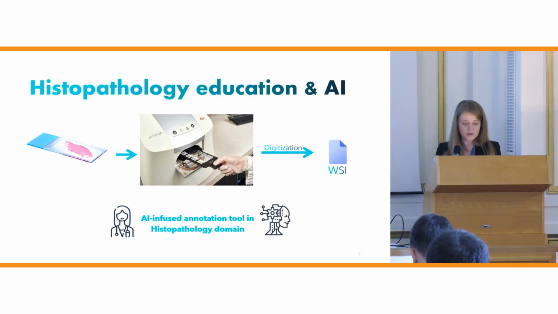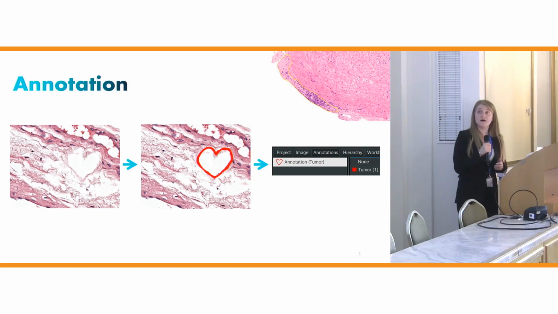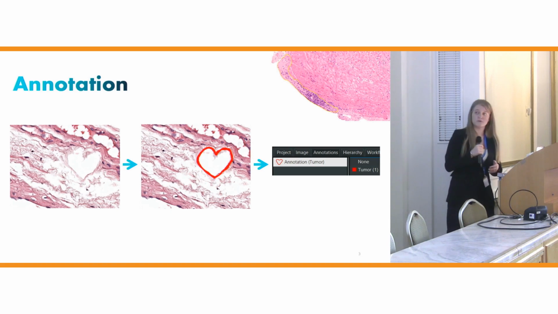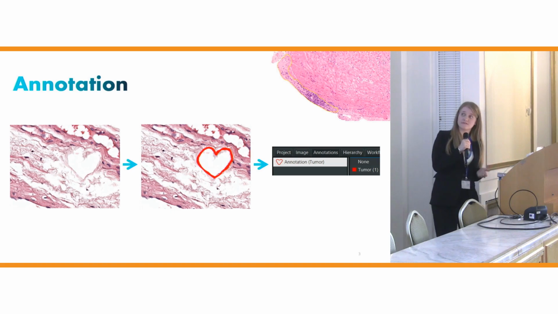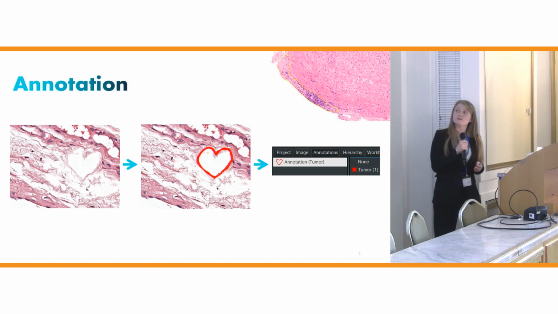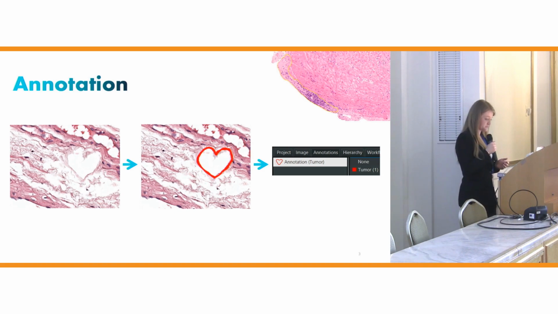So what is the annotation? The annotation is a process of marking or highlighting the area of interest in specimens. As you can see on the picture, there is some tissue which we have to observe. When we find some area of interest, we mark it down. And after that, if this marked area refers, for example, to a tumor, we set the class as tumor.